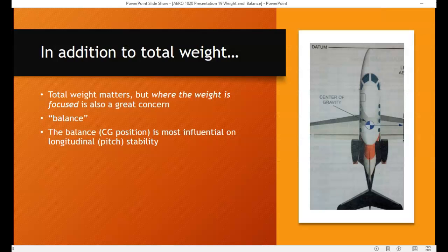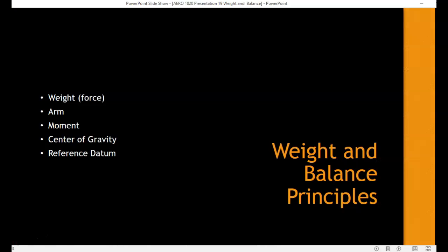So while weight limitations are important, it's not the only thing that we need to be concerned about. We also need to be concerned about the balance of that weight in the aircraft. The balance, or the center of gravity position, or CG position, is very influential when it comes to longitudinal or pitch stability. Before we move on to look at calculating weight and balance and the center of gravity, we need to define some terms: weight, which is a force, the arm, moment, center of gravity, and the reference datum.